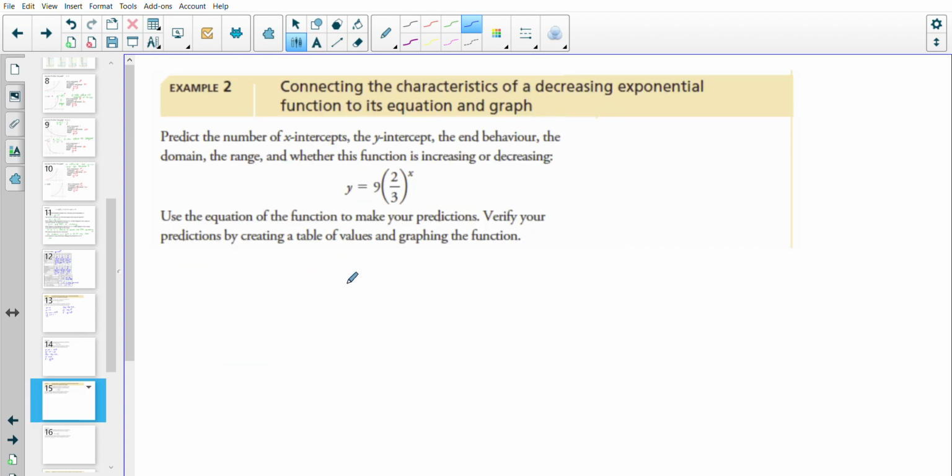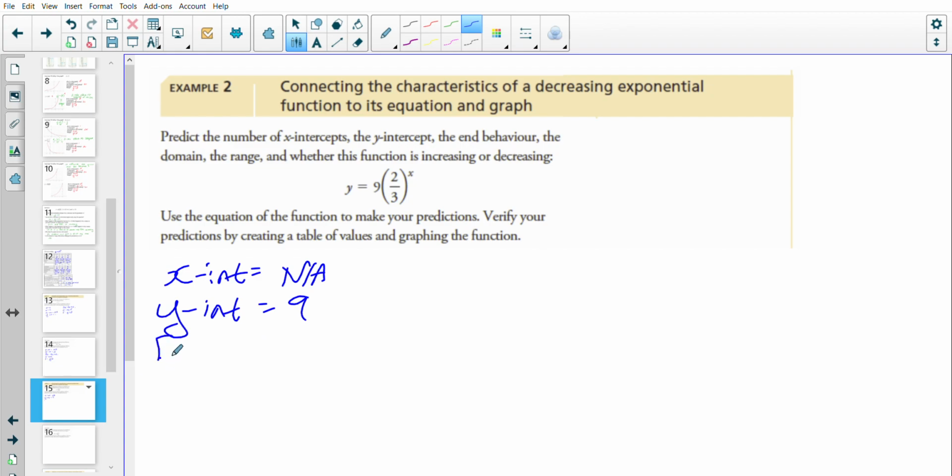Example 2, predict the number of x-intercepts, y-intercept, and behavior. This one is identical to the previous one, except this one's going to be decreasing instead of increasing. As you can see, we have a b value of 2/3, so it's going to be decreasing. So let's see, x-intercepts, still not a thing with an exponential function. Y-intercept is 9, because we have an a value of 9.